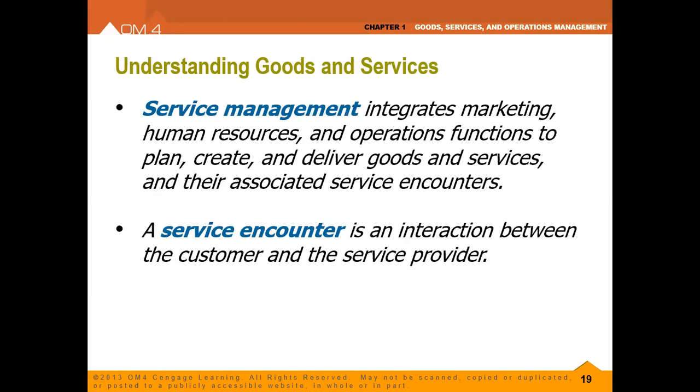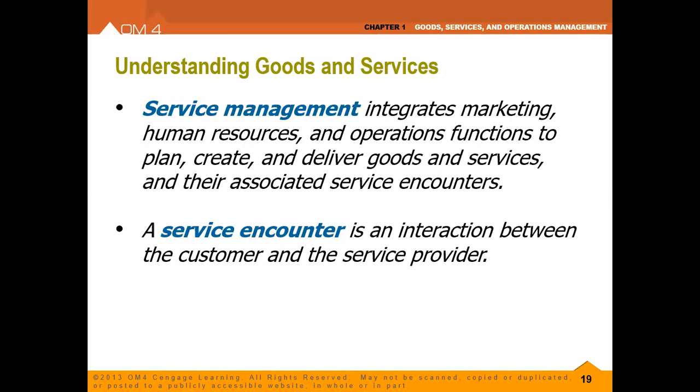So service management integrates marketing, human resources, and operations functions to plan, create, and deliver products and services and their associated service encounter. A service encounter is an interaction between a customer and a service provider. So if I go to T-Mobile and ask questions in the T-Mobile store, that's the service encounter. Where this happened is the service encounter.